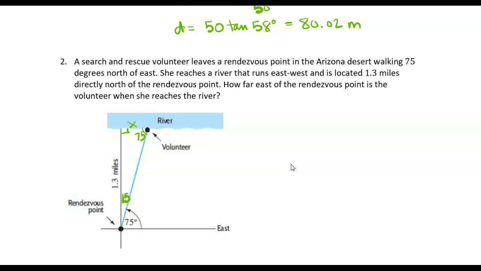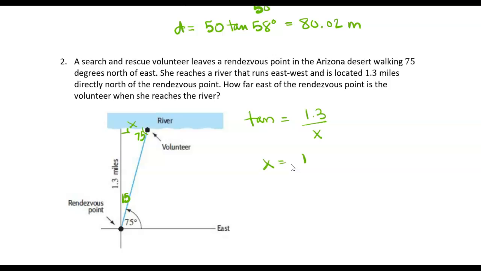Okay. So, now we have the angles inside the triangle, and we can use sine, cosine, and tangent. I'm going to use this 75-degree angle, and so if the 75-degree angle is what I'm going to use, I have the opposite and I have the adjacent. I want to find the adjacent side. So the opposite side is 1.3, and I want to find x, the adjacent side.